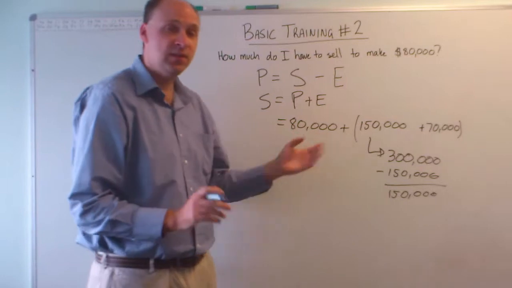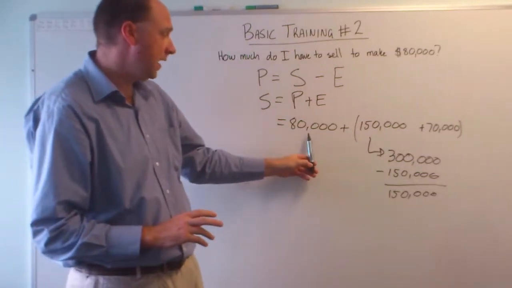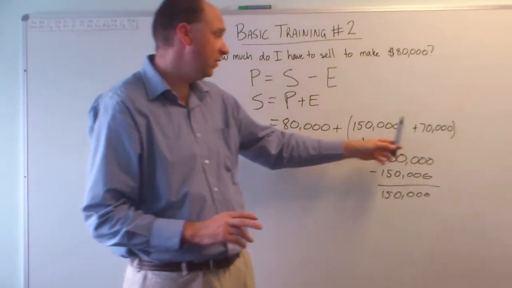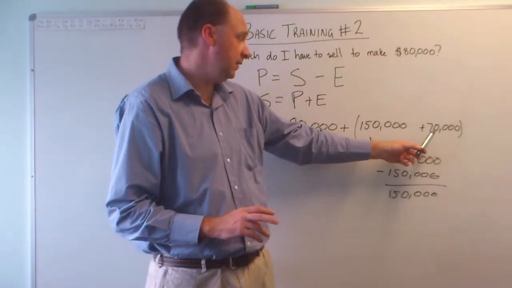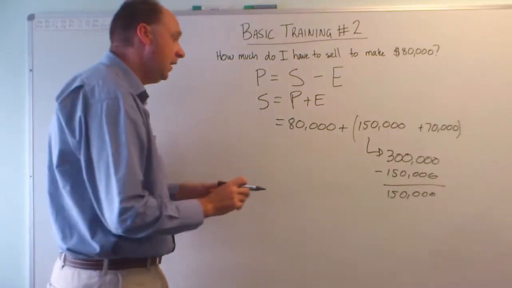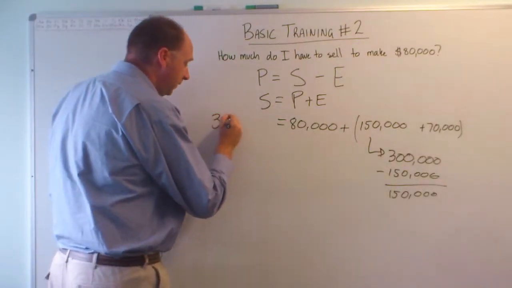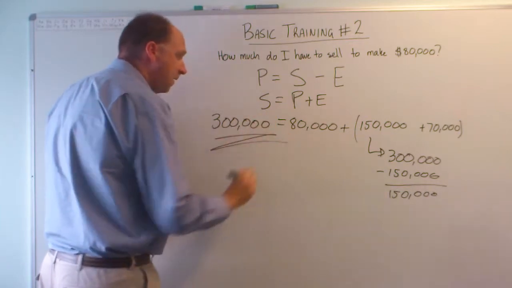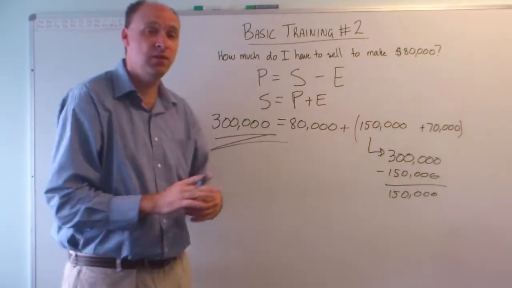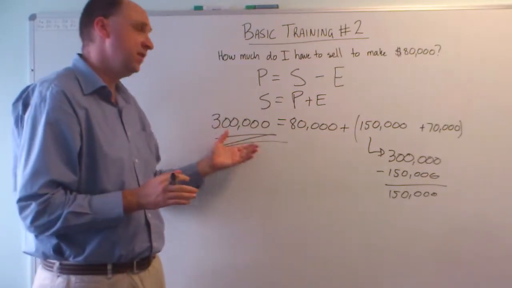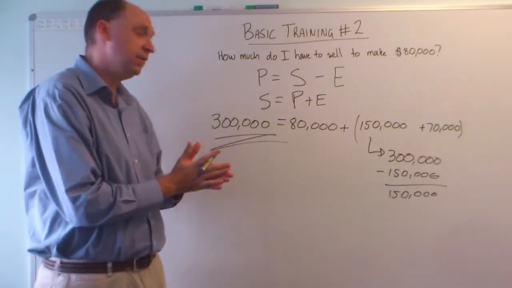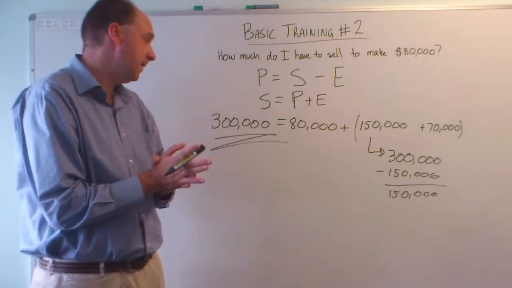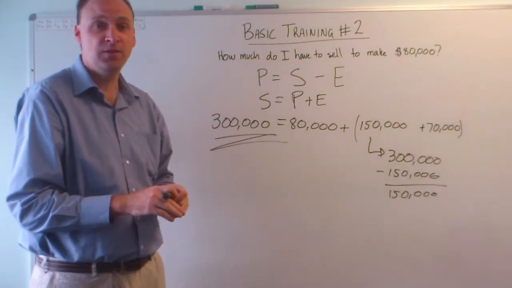So to work out how much sales you need, you've got the $80,000 in profit, plus the $150,000 you're going to buy in stock, plus your $70,000 in your fixed expenses, and that comes to $300,000. And so $300,000 is how much sales you need to make. So you can break that down to weekly at $6,000 a week. Monthly is $25,000 a month.